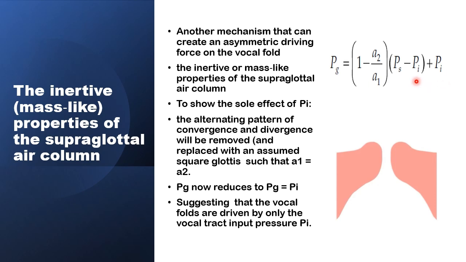To do this, let's assume that the inlet area A1 and the exit area A2 of the glottal canal are equal. This will make this fraction equal to 1. 1 minus 1 equals 0, and multiplied by this, it will end up as 0 as well. So the intraglottal pressure will depend basically only on the supraglottal vocal tract pressure.